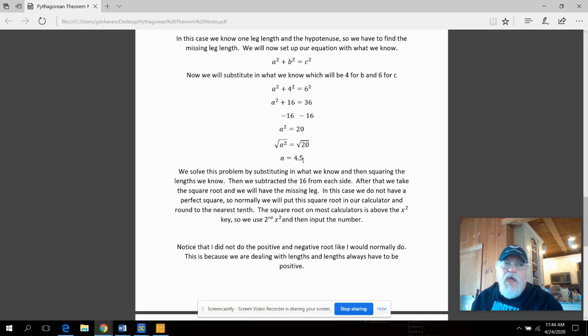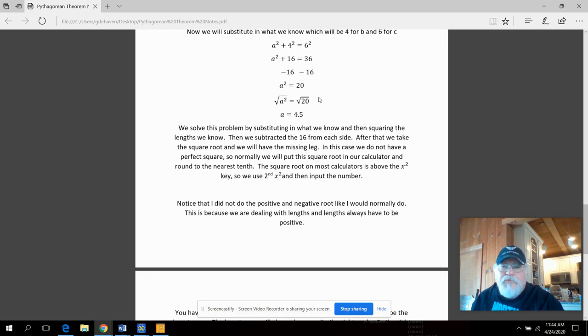Okay. Every once in a while, you might see it left as a radical. You may see the answer just in multiple choice answers will say the square root of 20. That's very, very seldom in the 8th grade, okay? Most of the time, we're going to round it to the 10th. All right? So that's how we solve that problem. Just remember, the square root of 20 is not a perfect square, so you have to use your calculator. Again, I'm not doing the positive and the negative, the plus or minus, because it's a length. I don't need the negative.